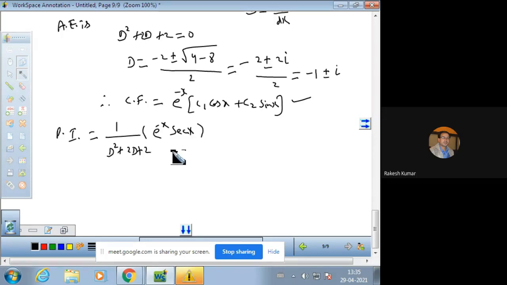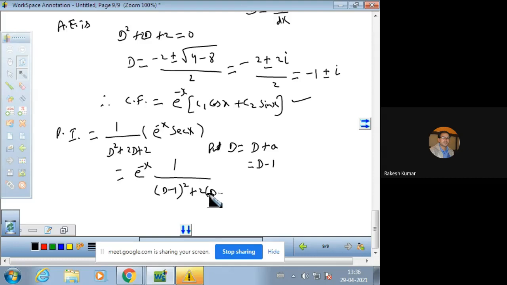So this is a capital X here, and we know the rule of operating exponential, as we have used in the previous question. So the exponential comes in front. So e raised to power minus x can be written here, and in place of D you have to put D plus a. So what is a? The coefficient of x here. Coefficient of x is minus 1. So in place of D put D minus 1. So after putting, you will have this term.